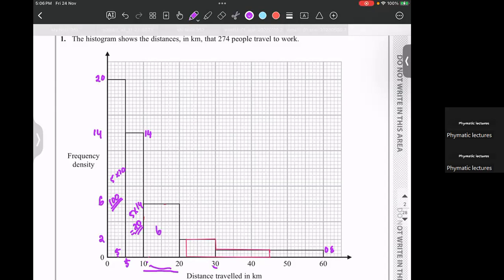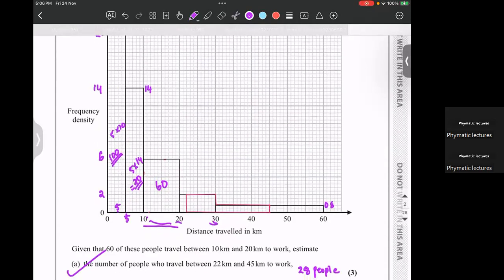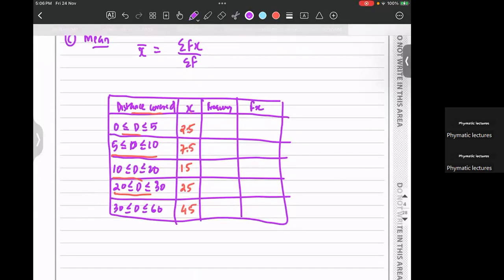Next, we already know it is 60. Then for 20 to 30, this height is 2. The difference is 10, so 10 times 2 is 20. Then for the next one, this height is 0.8 and the difference between 60 and 30 is 30. So 30 multiplied by 0.8 is 24. We will note down all these values here. The first one is 100, the next is 70, then 60, then 20, and 24. Am I right? Is there any confusion? No, right? Now you find the mean.